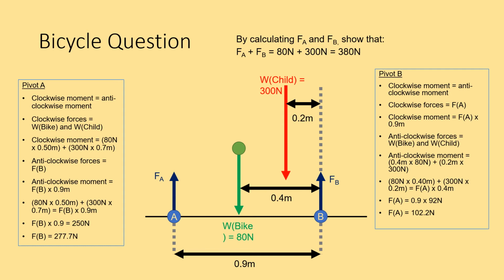So we can see they are not evenly distributed, which makes sense as most of the weight is at the back of the bike. So force A plus force B equals 277.7 newtons plus 102.2 newtons, which gives us 379.9 newtons, which is a very close approximation to our 380. It shows us we have done something very right.